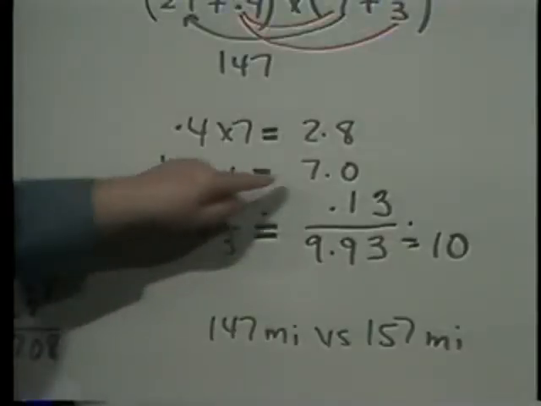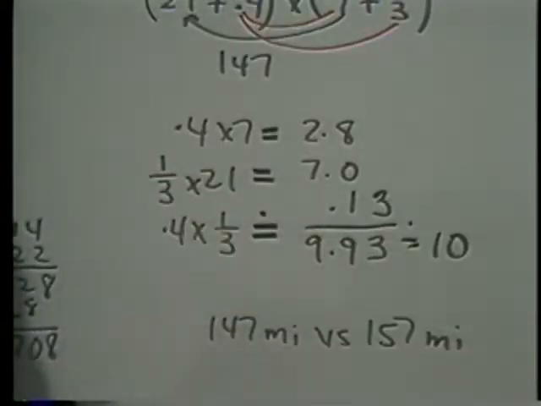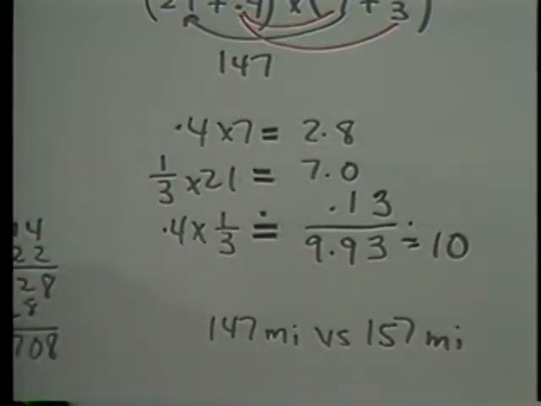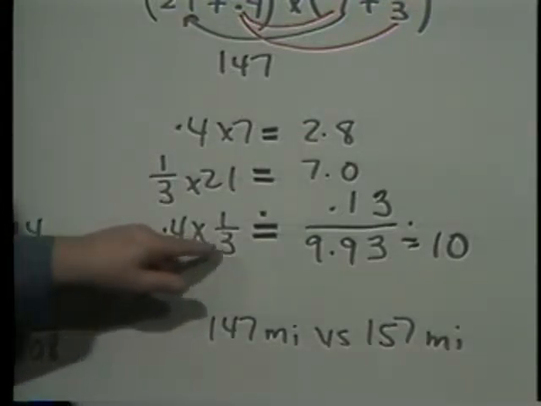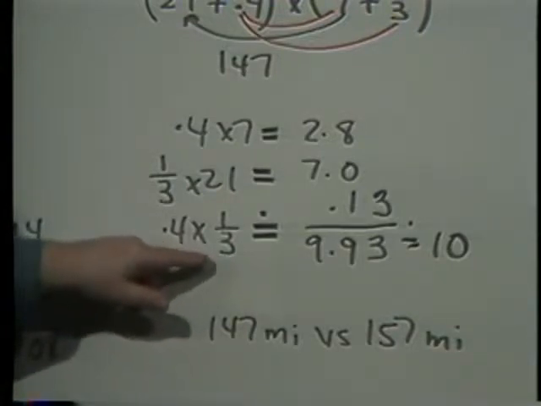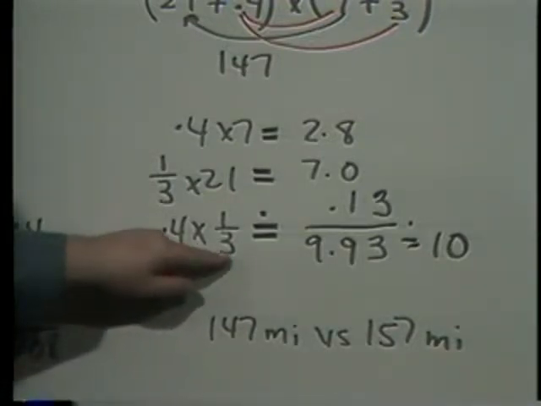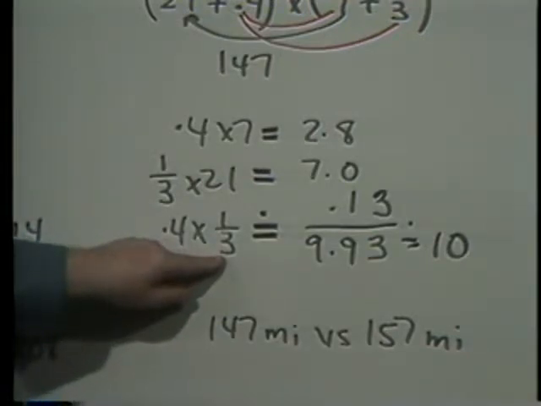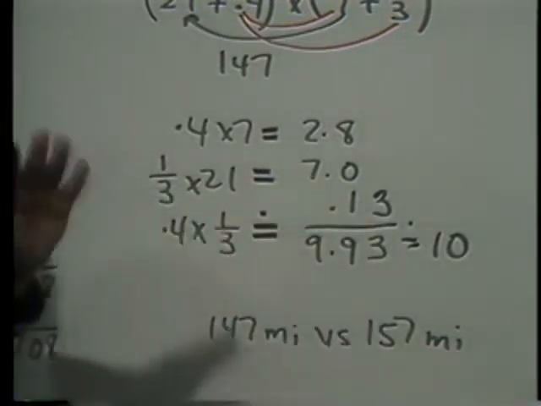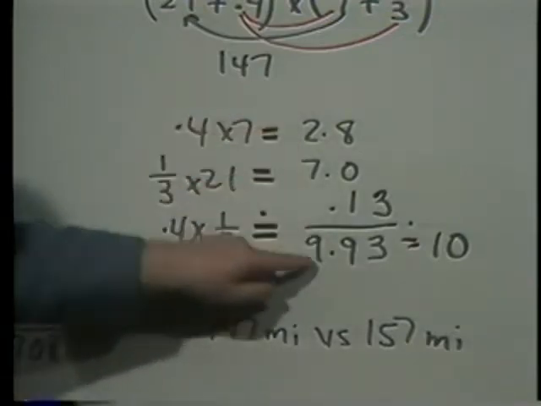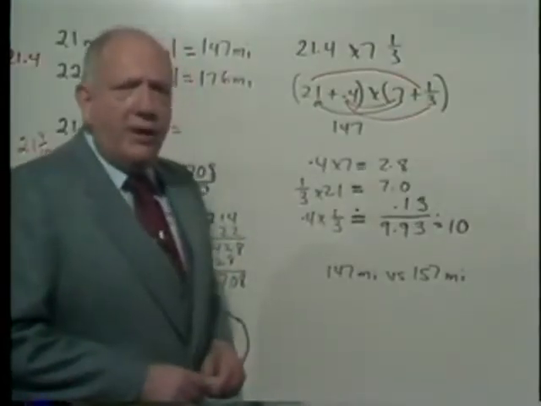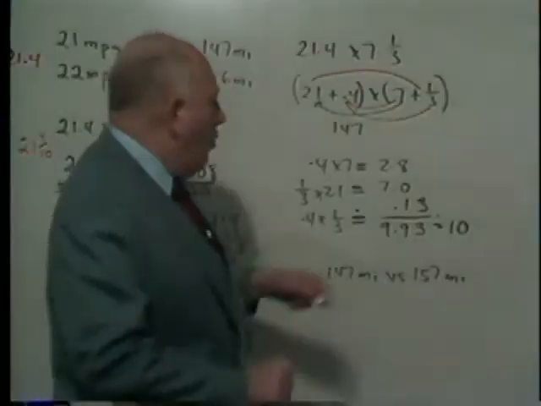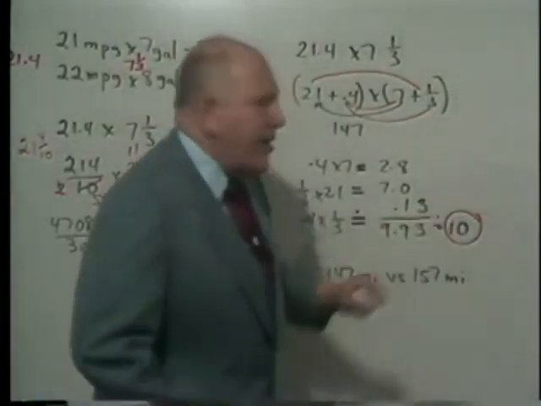1/3 times 21 is 7. You've thrown away another 7 miles. 0.4 times 1/3, we won't get into that, but roughly, 0.3 times 1/3 would be 0.09. Without getting into a big hassle over this, 0.4 divided by 4 would have been 0.1. This happens to be 0.13, but who really cares? The thing is, if I add this up, what do I get? 9.93. In other words, I threw away 9.93 miles, which to the nearest mile is 10 miles.